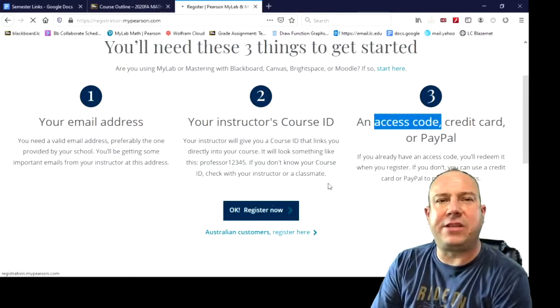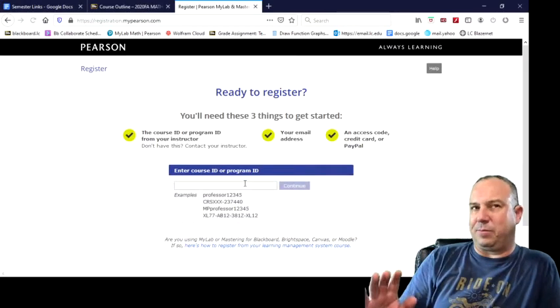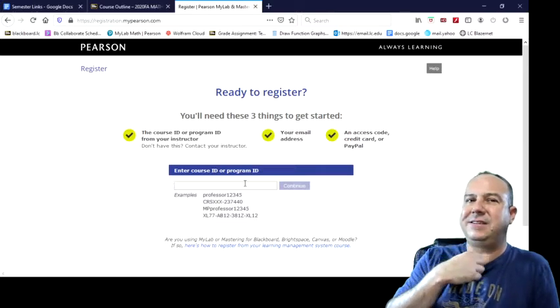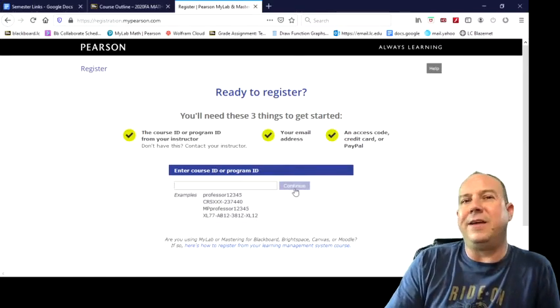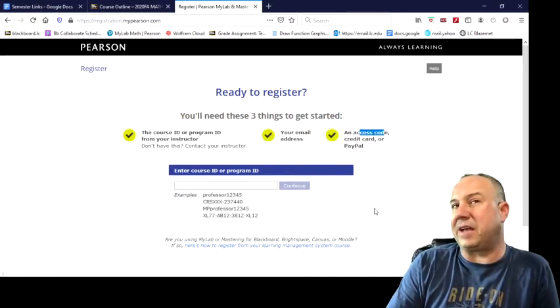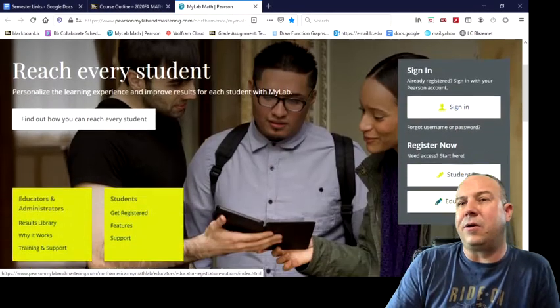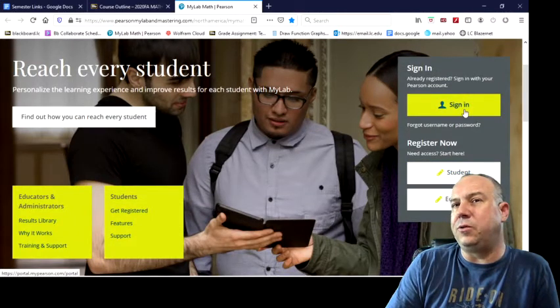If we hit OK, Register now, you can see this is where you would put in that course ID, that Sexton number, and then hit continue. You could either then set up an account or sign in with your old account, and then it's going to ask you for that access code. Now, once you do sign up for MyMathLab and go through that registration process as a student, you can then sign in.